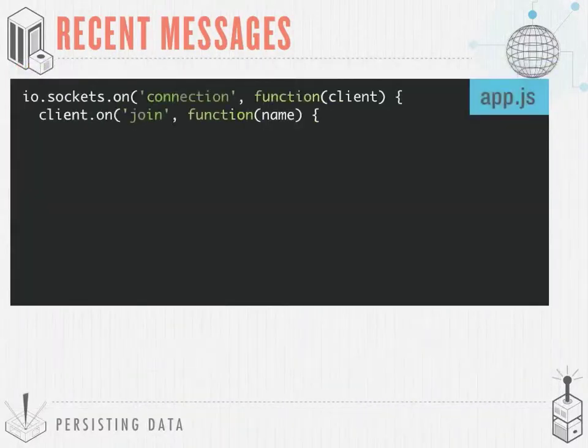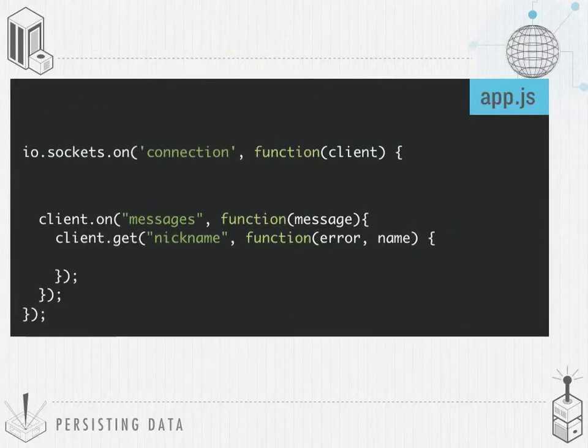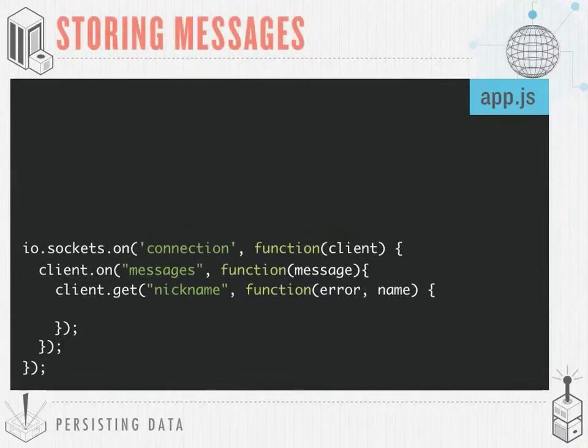So let's walk through how we would add that functionality to our app. So currently on the server, our code looks like this. But we need to add some code that will emit the recent messages when our new client connects. So our first iteration of this, let's just use an in-memory array to store recent messages. So first, let's just create an empty array.